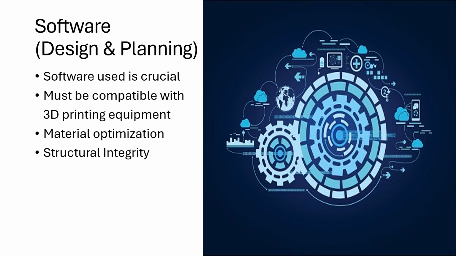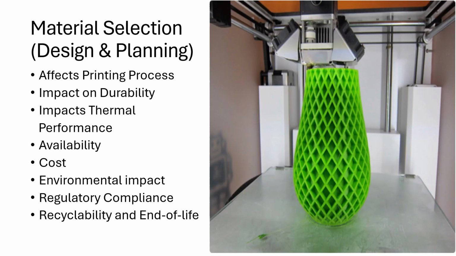Material selection for 3D printed buildings significantly impacts the printing process, durability, and thermal performance. The choice of materials affects construction speed, structural integrity, and energy efficiency. Availability, cost, and environmental impacts vary based on material choices, with some being more sustainable or cost-effective than others.